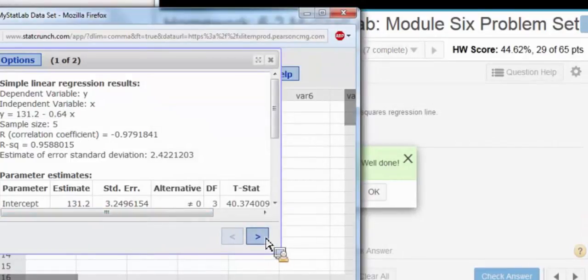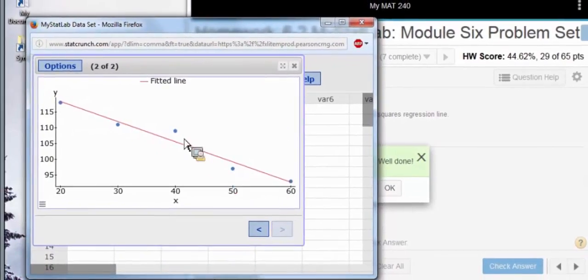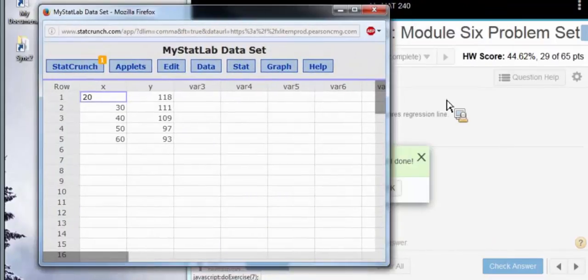StatCrunch also has a little picture. So here's a picture of the 5 data values and the fitted line, the regression line. You see the regression line does pass through all the points. There's not very much variability around the points, and we have a very high correlation, 0.98. This is unrealistically high. Very rarely do we see anything that's that high. Okay, so that's the first part.